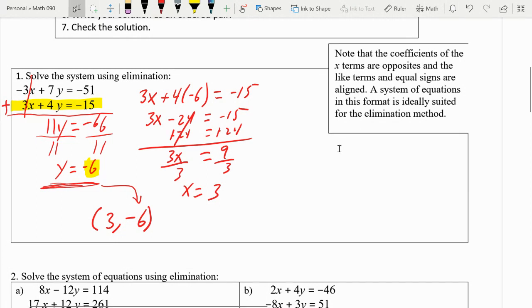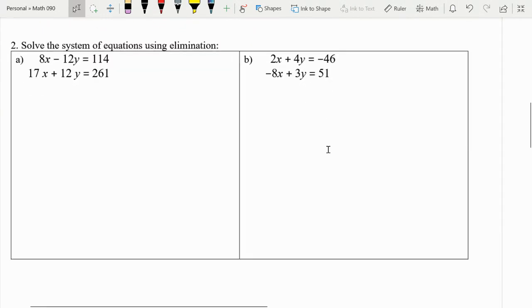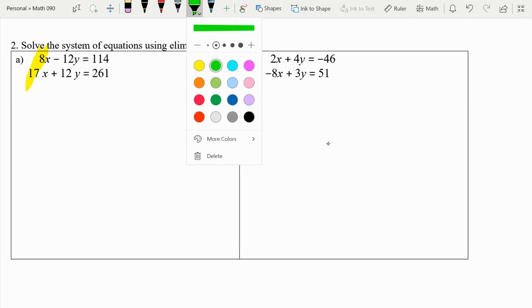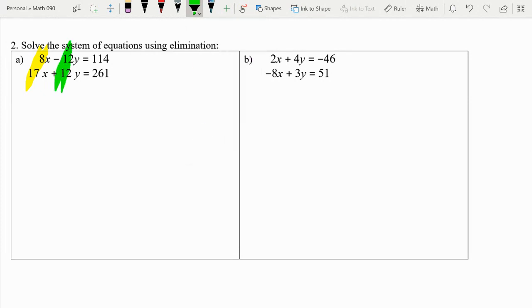Okay, now let's look at number 2. Looking at number 2, what do you notice here? Just like I mentioned the first time, we're looking at the coefficients. I look at the x's, they're not the same. Then I go over here and look at the y's. Those are the same. And as a bonus, the signs are different.